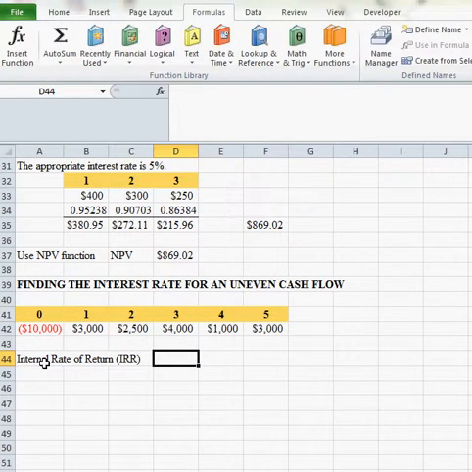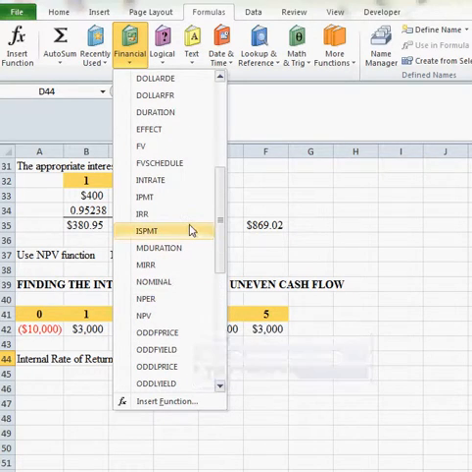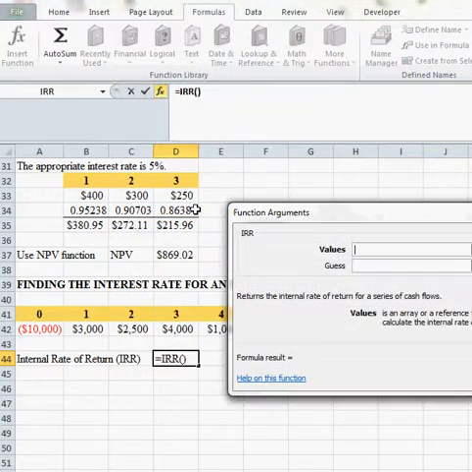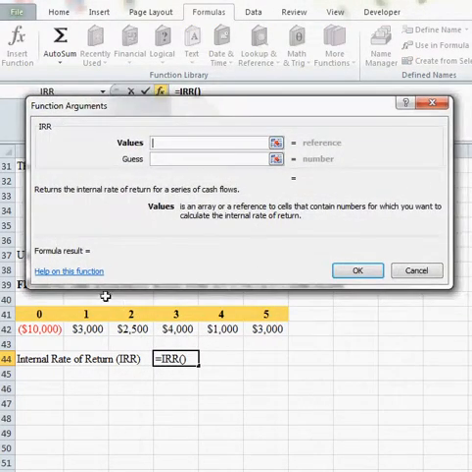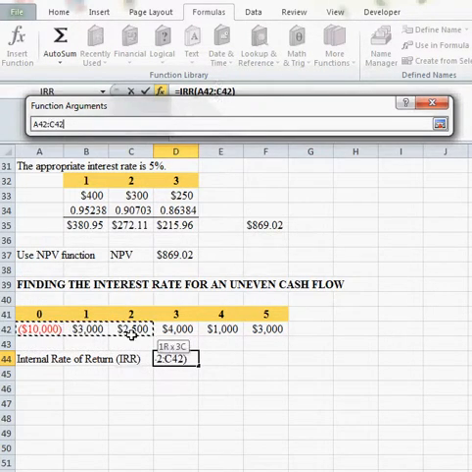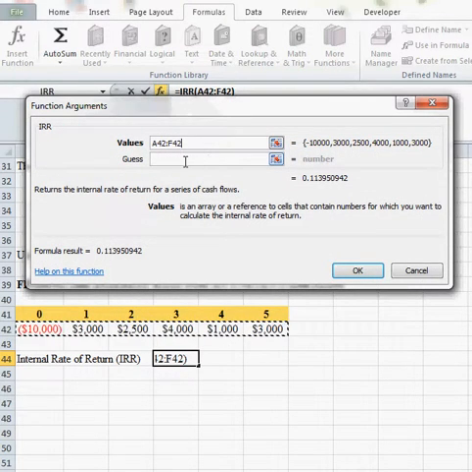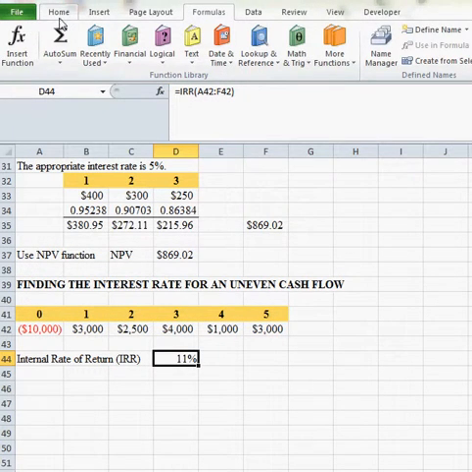So I can go to my functions and look for the IRR function, and it will tell me how to find that interest rate, or it will find it for me. So again, alphabetically, so IRR. And this one, we just capture all of the cash flows. So we start in year 0 and we go through year 5. So I'm just going to highlight all those. I do not have to put a guess in. I hit OK, and it's approximately 11%.